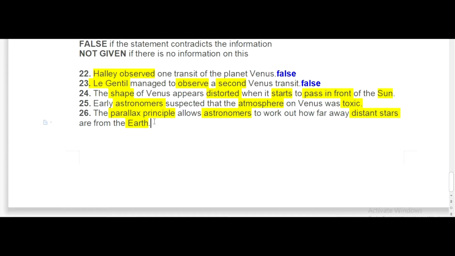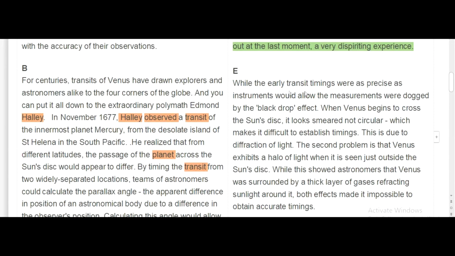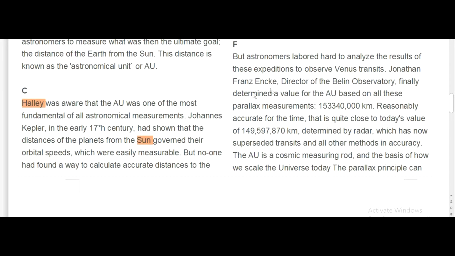It would be easy to find because of this keyword, parallax principle. So I'm going to scan this keyword first. Here, I'm going to scan from here. Guys, can you see that I'm just scanning? I'm not reading. I'm just scanning my keyword.